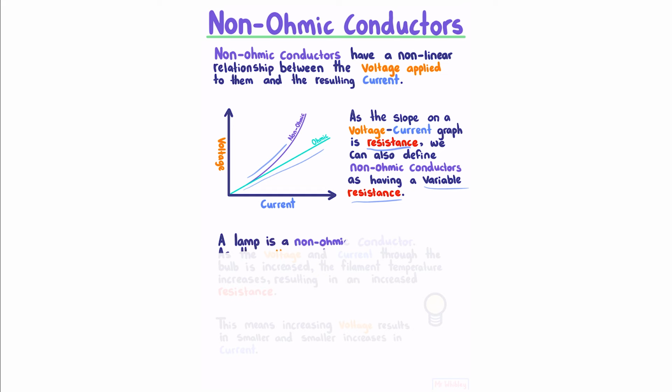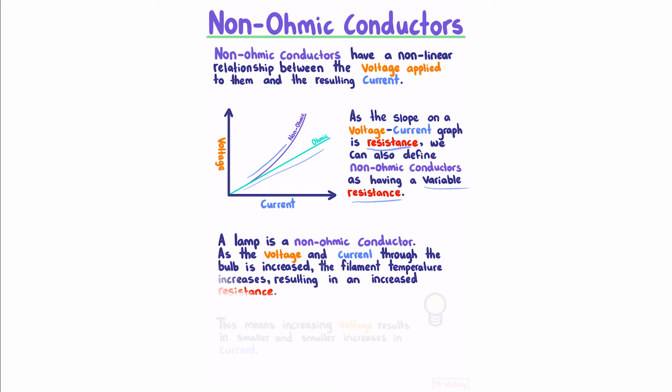A lamp is a non-ohmic conductor. As the voltage and current through the bulb is increased, the filament temperature increases, resulting in an increased resistance. If you imagine the filament within a bulb, as you increase the temperature, you increase the movement of the particles within. You can think of this as resulting in more jostling of the electrons, making it harder for them to travel through, effectively increasing the resistance.